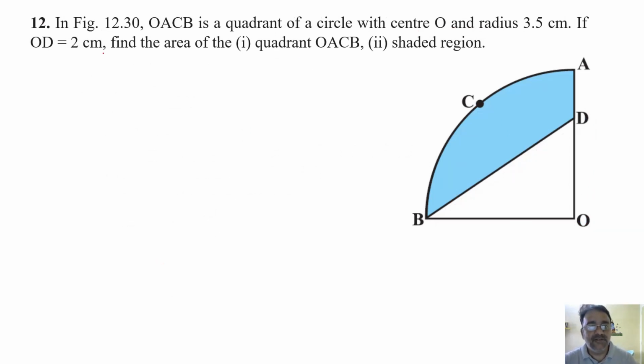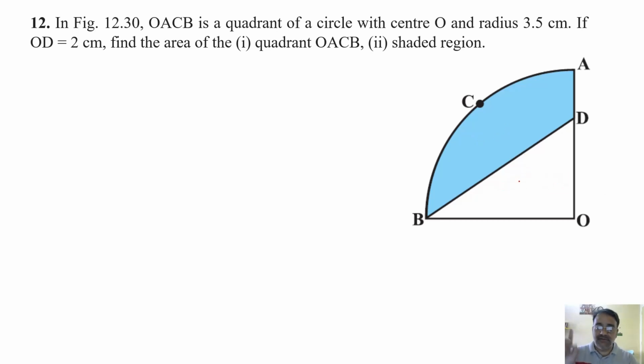In figure 12.30, OACB is a quadrant of a circle with center O and radius 3.5 centimeter. If OD is equal to 2 centimeter, find the area of the quadrant OACB and shaded region. So area of quadrant is very easy, we can use the 1 by 4 pi r square formula. And area of this shaded region, how will you get? You have to subtract this triangle. Okay, this triangle has to be subtracted.